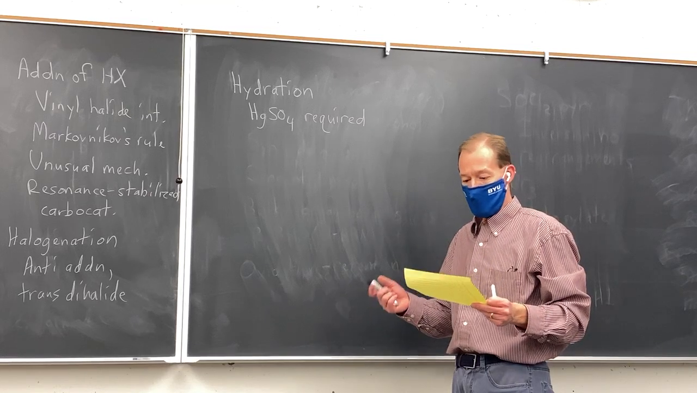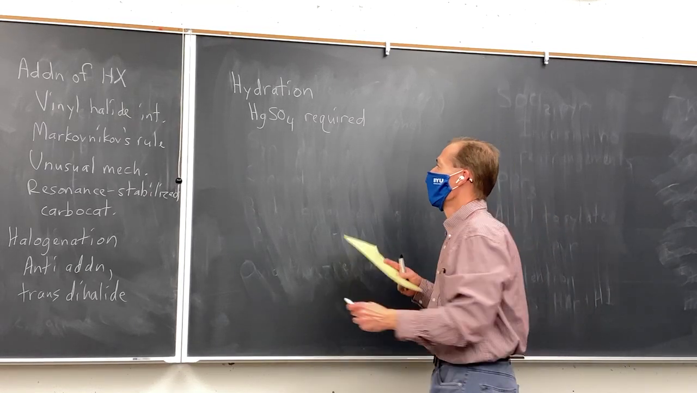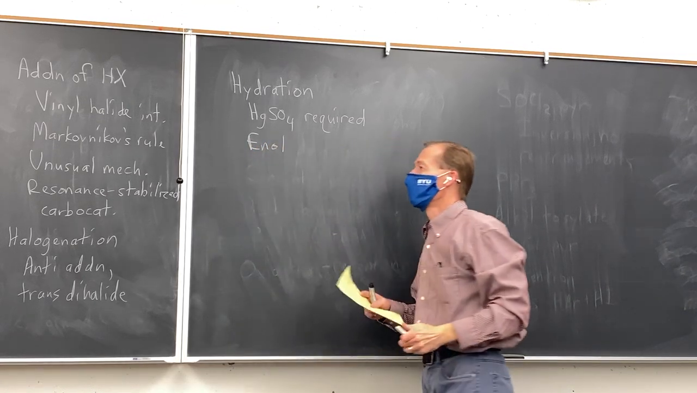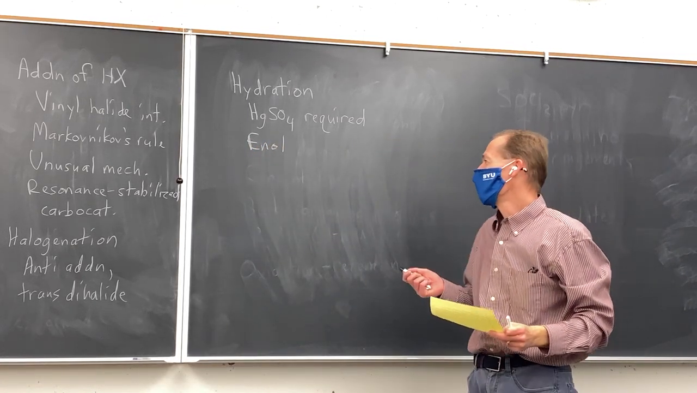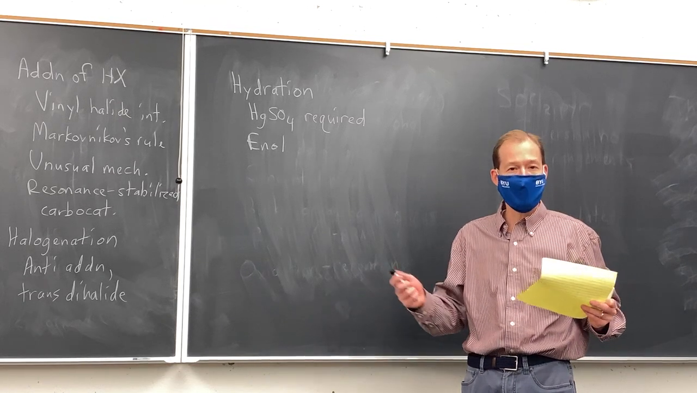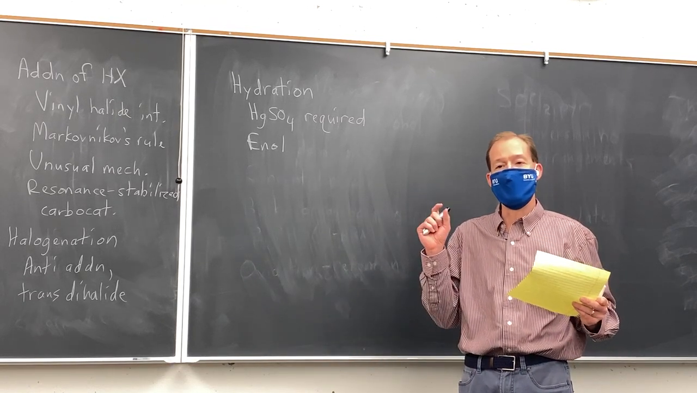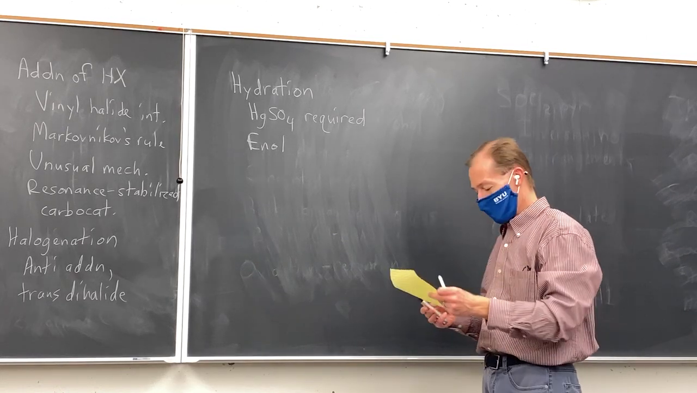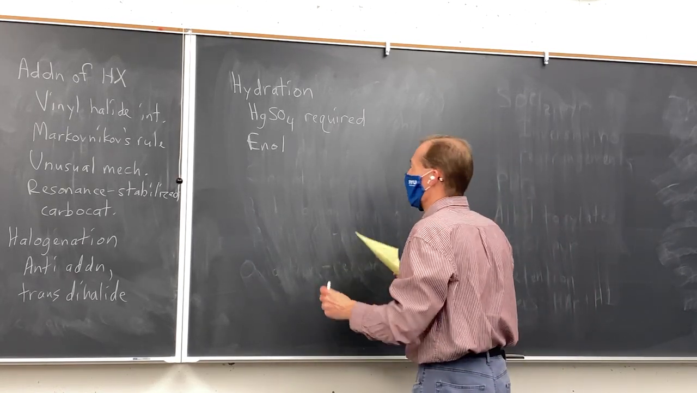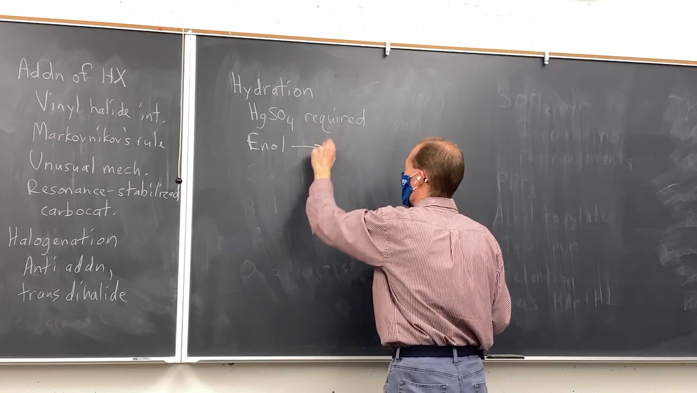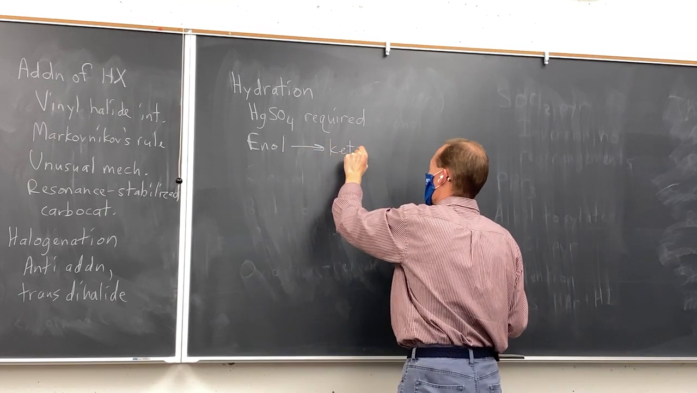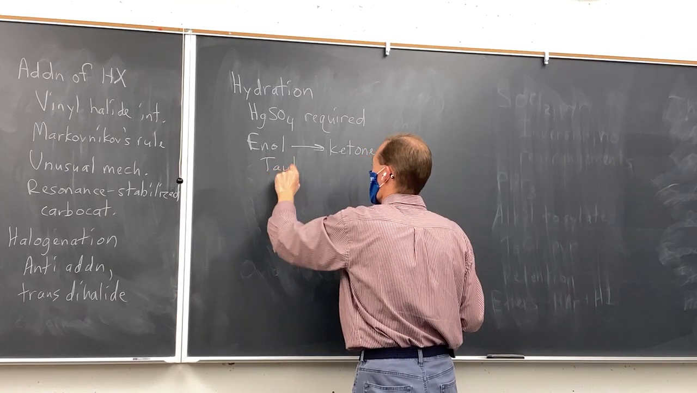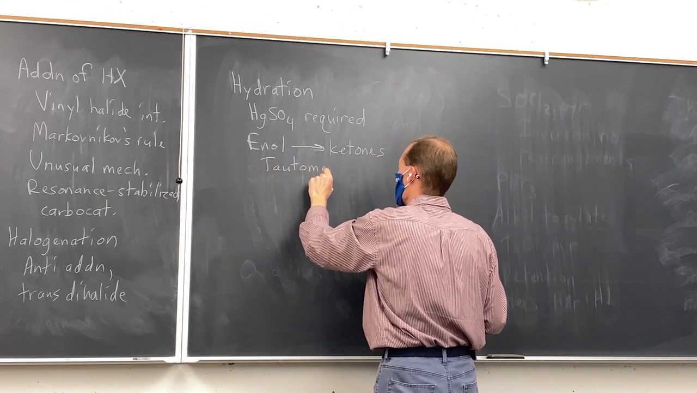When we add water to an alkyne, the intermediate we get is called an enol. We actually introduced that term in chapter 9. An enol is when you have an OH group attached to the sp2 carbon of an alkene. And enols will undergo a process called tautomerization to generate ketones. Okay, and so we're going to learn a term called tautomerization.